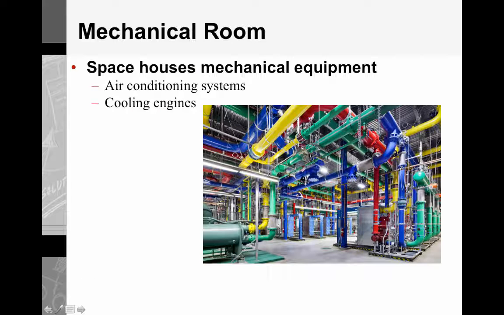Pretty much every data center has what is called a mechanical room. A mechanical room houses mechanical equipment such as the air conditioning systems and the cooling engines. Here you're seeing a picture from the Google data center. You can see these different cooling lines running through, nicely painted with the colors of Google. This is a picture I got from the internet. By the way, in the next section, I'm going to show you some videos of real data centers where you can see this cooling equipment run.